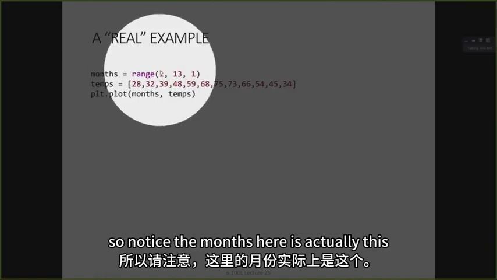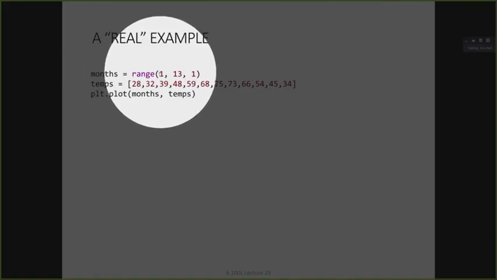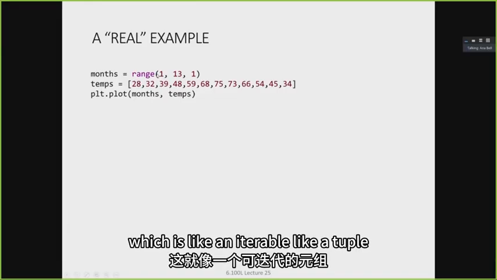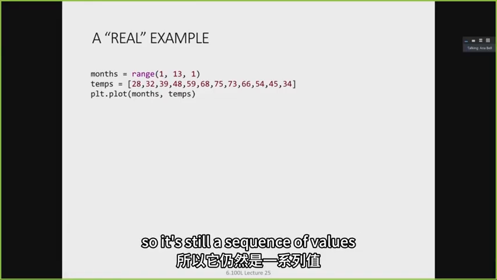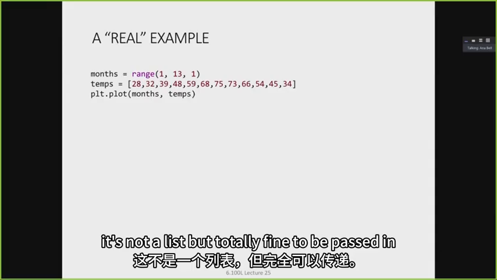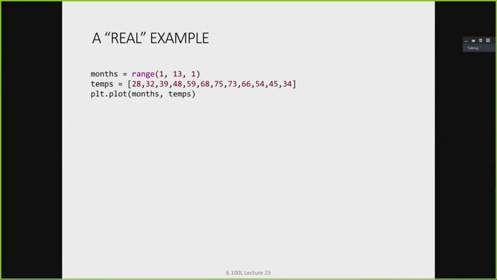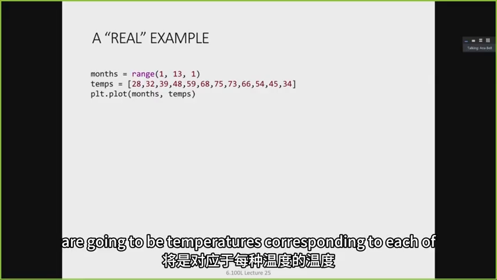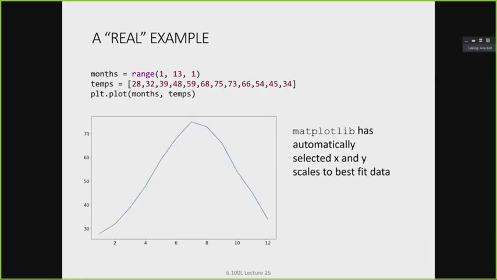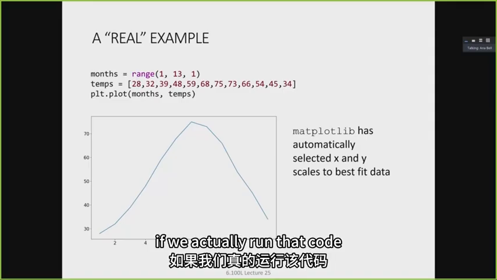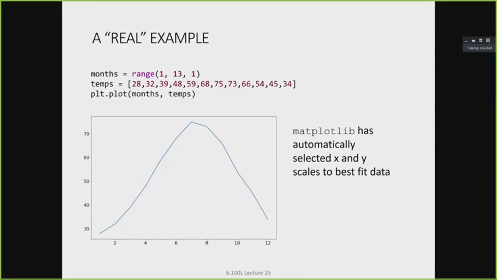So notice the months here is actually the value that this range returns, which is like an iterable, like a tuple. So it's still a sequence of values. It's not a list, but totally fine to be passed in as an argument to the plot command. And temps, of course, are going to be temperatures corresponding to each of those months as a list. Okay. So the plot looks something like this if we actually run that code.